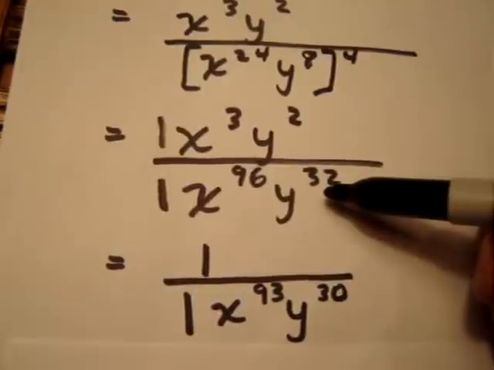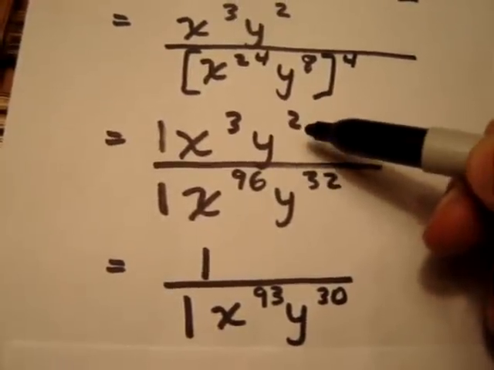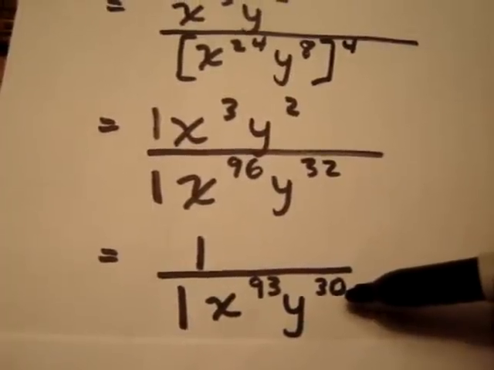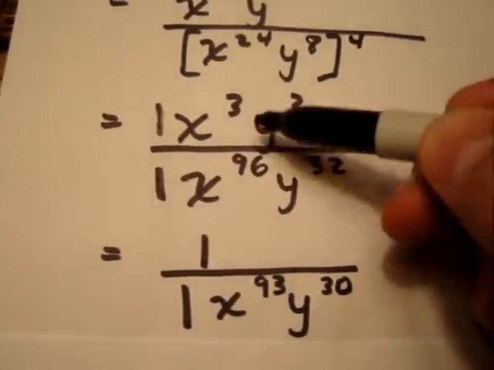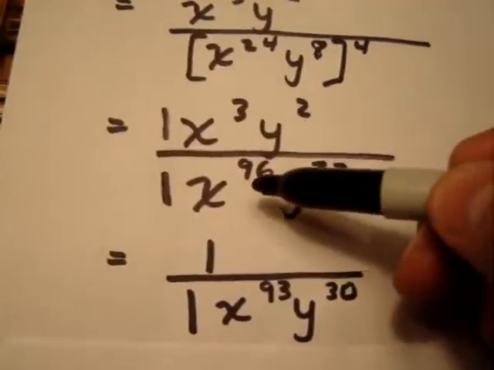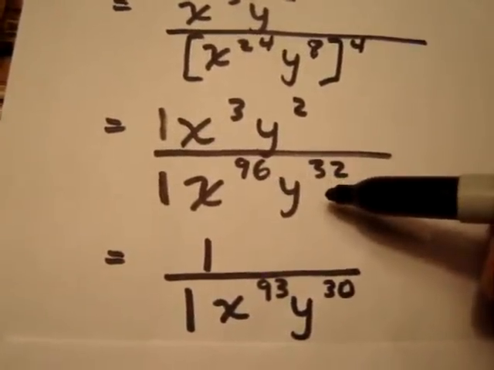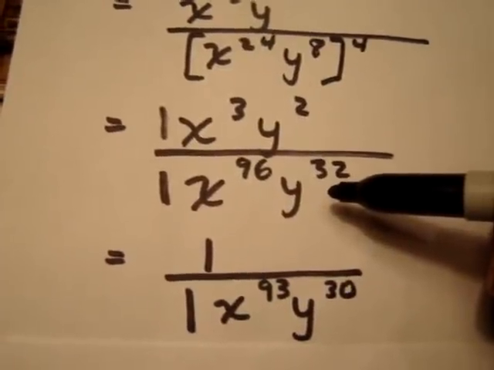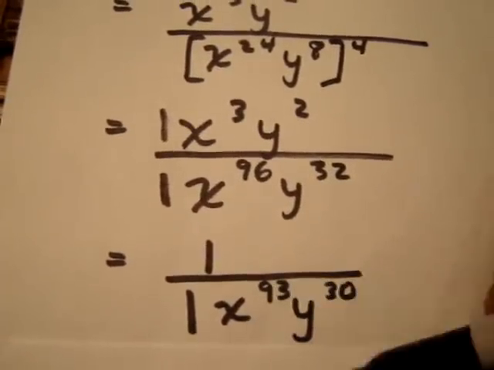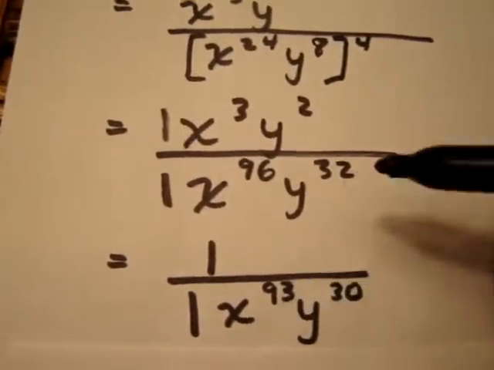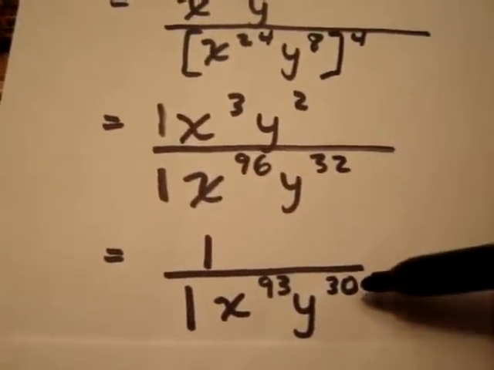32 factors of y in the denominator and 2 factors of y in the numerator mean that we have 30 factors of y in the denominator. In a sense, what we're doing is we're looking to see which has more. In the case of x, the denominator has more, and in the case of y, the denominator has more. And once we figure out which one has more, we know where those two variables are going to end up. We then simply subtract the exponents to see how many factors are left over.